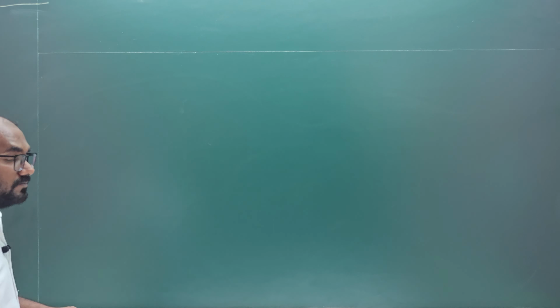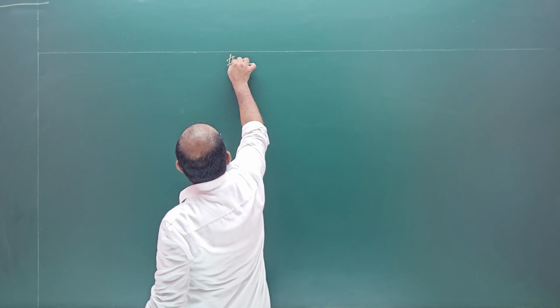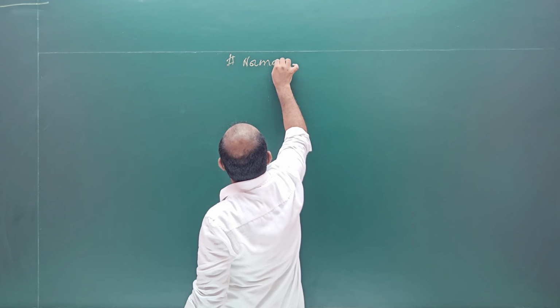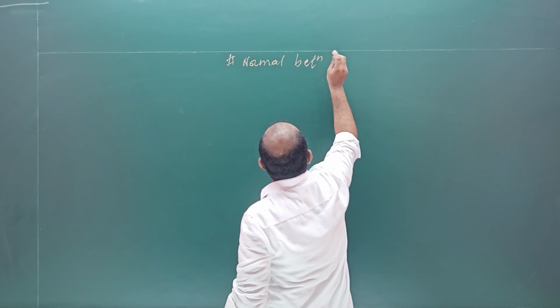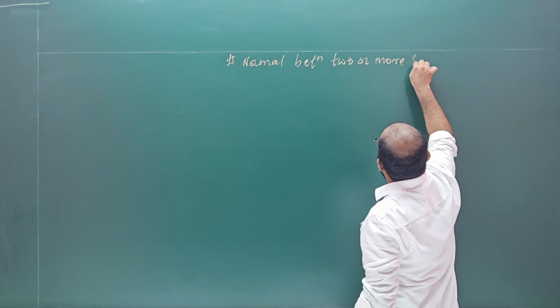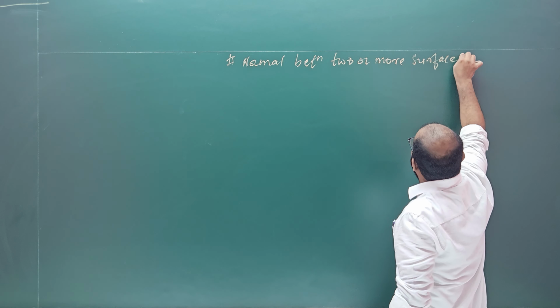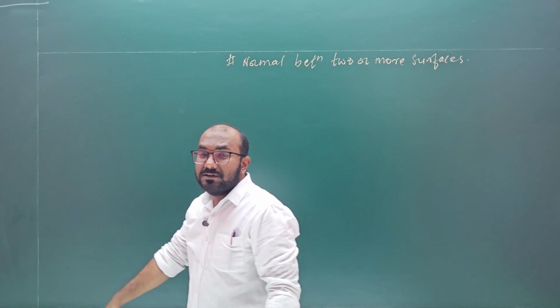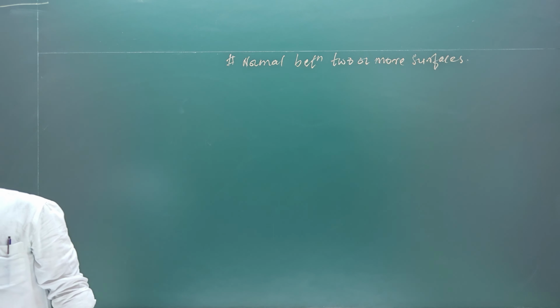Write the next heading: what is normal between the surfaces. Write it like this: normal between two or more surfaces. Now, where do we find normal generally? Perpendicular to the contact surface.